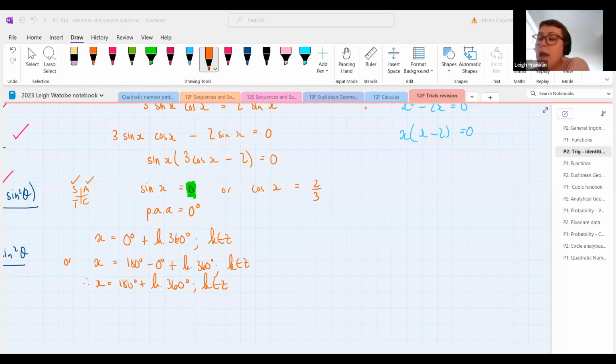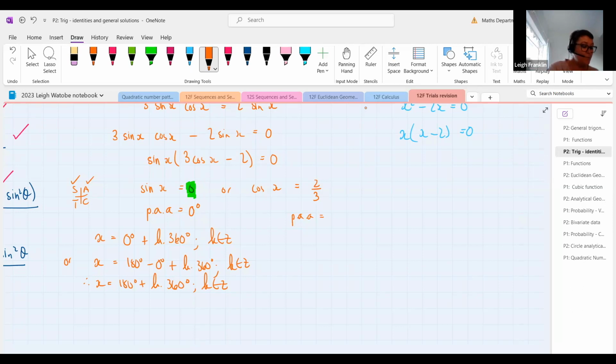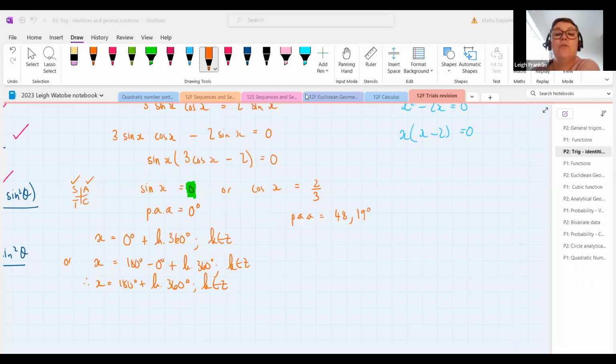So again, Johnny, if I want to find my PAA, I would have to go shift cos and put in the 2 over 3. What do we get as an answer? What's our reference angle, key angle, PAA? Quite right, we would get 48,19 degrees. Okay, good. Well done, everybody.